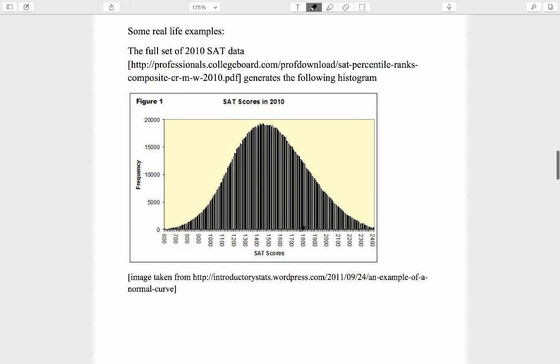Let's look at some real-life examples. Plotted here is the full set of 2010 SAT data. It's common for exam data to be normally distributed, or nearly so. You'll notice that in this example, it's not exactly true that it's normally distributed.